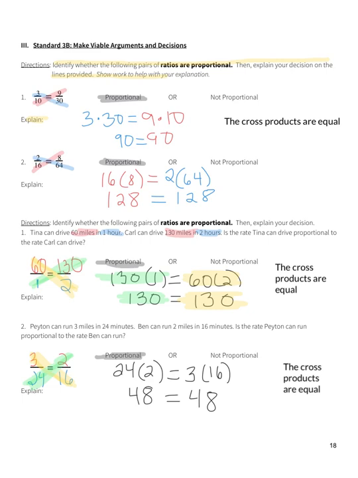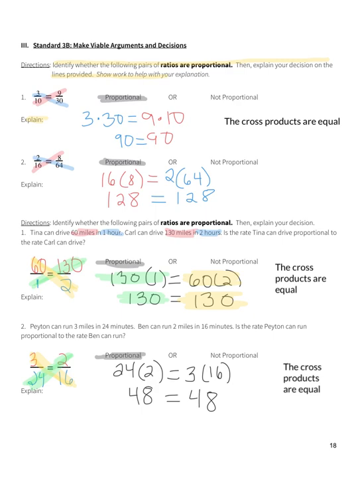Same here. We have 60 miles in 1 hour, 60 miles in 1 hour, 130 miles in 2 hours, 130 miles in 2 hours. Multiply the cross products. 130 times 1, 60 times 2, and we end up with 130 equals 130. They are the same number, so that means yes, they are proportional. And what does that mean? The cross products are equal.